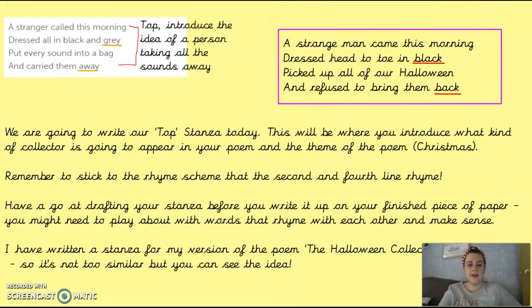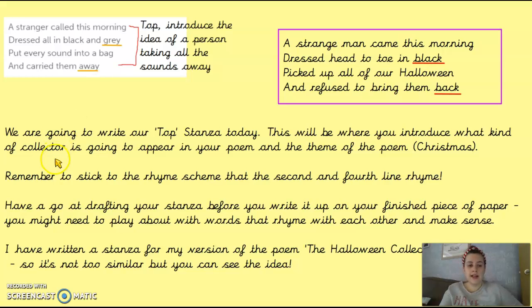Okay, so let's have a look at the top stanza. So this stanza, so this is the example one from the sound collector so that you can remind yourself, you can use it to help you. So this stanza is all about introducing what kind of collector is in your poem. So you are going to introduce the theme of the poem. So it's either going to be Christmas or winter, depending which one you're writing about.